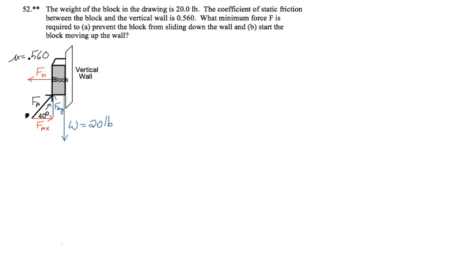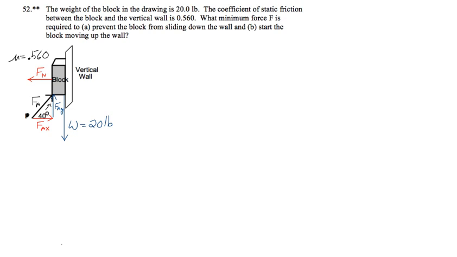And what I know is that this arrow and this arrow have to be the same length, because those are my only two forces in the x direction. They're going to balance each other out. Now, if you read the problem, there's a part A and a part B. Part A says, what minimum force is required to prevent the block from sliding down?